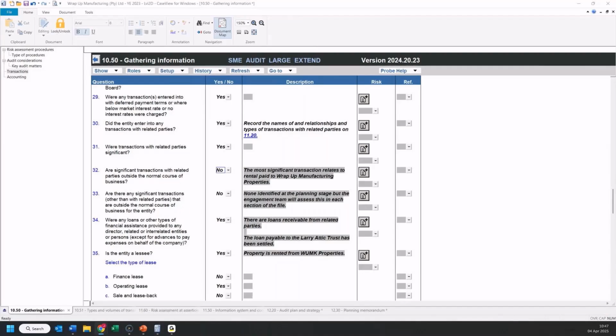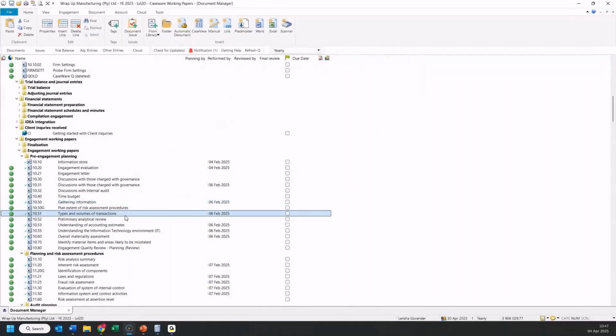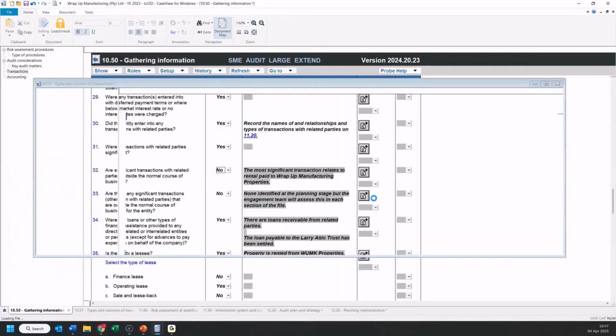All right. That's that then. Let's go back to our document manager, and we have a look at 1051. Again, we have already done quite a number of the other planning documents already, so I'm not going to repeat much of the other ones, but 1051 is the next document for us to consider in today's session.